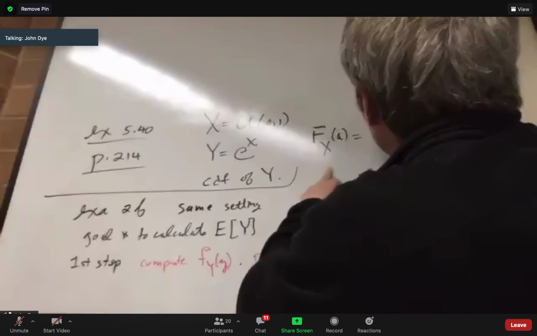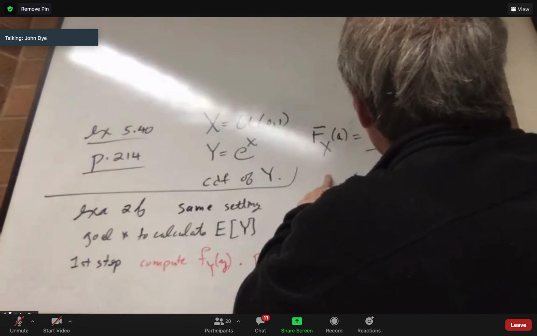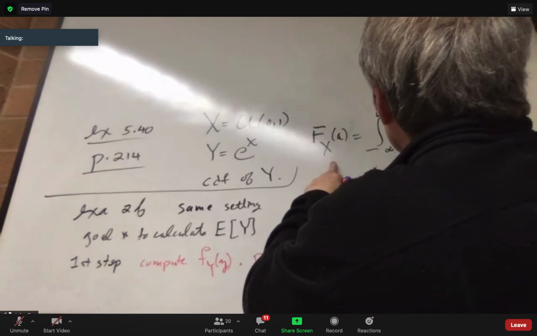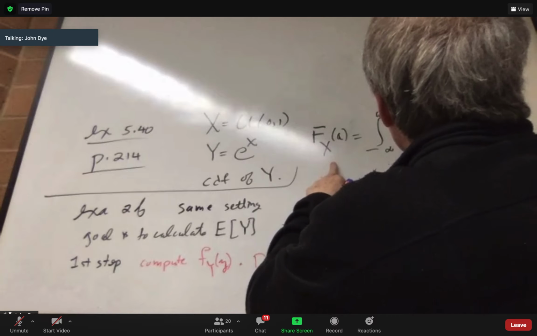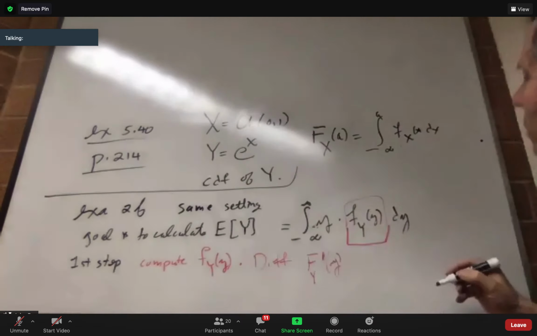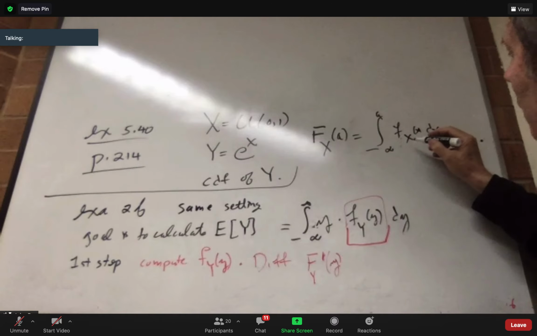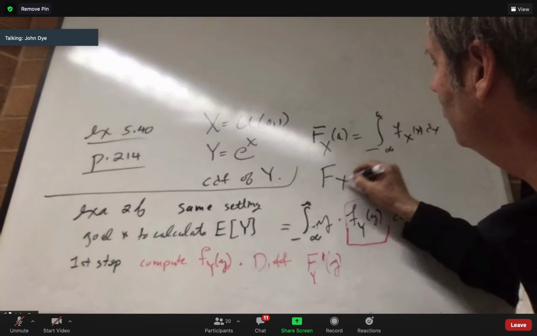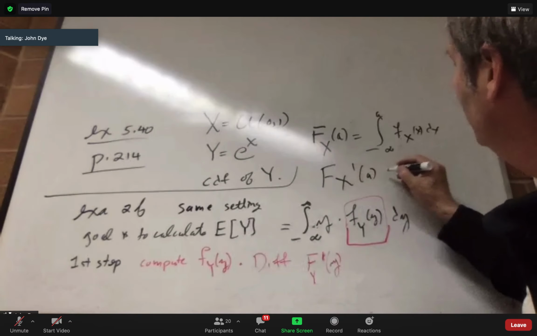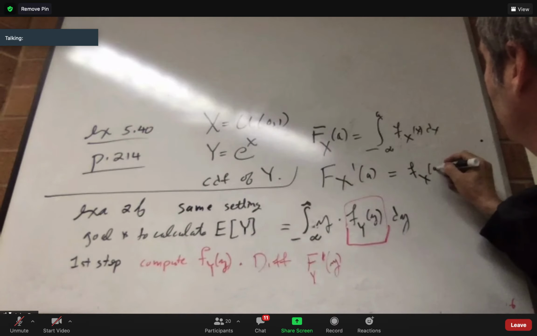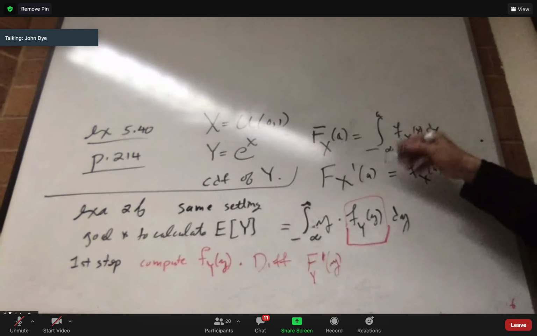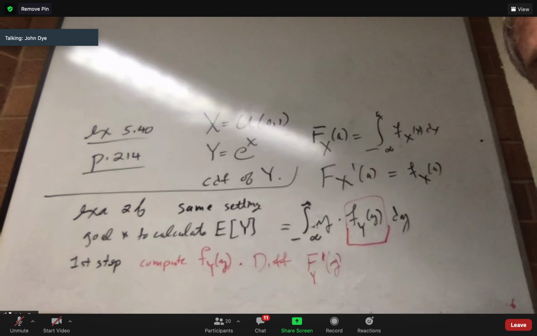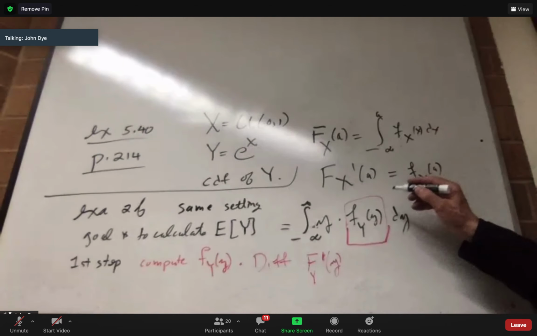So if I have this, what does that mean? That's minus infinity to a of whatever the density function is for x. I want to get the density function for x. So if I take the derivative, this is the fundamental theorem of calculus, part 2. What is it equal to? So this is a calculus thing. Good so far. Yeah.